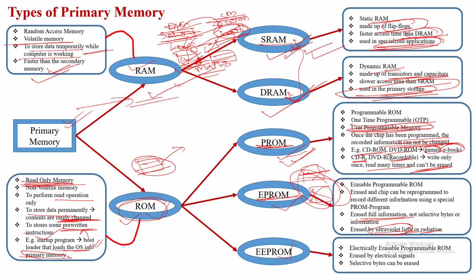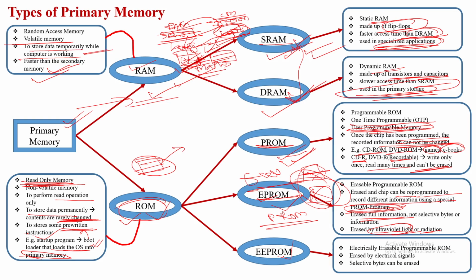The erased chip can be reprogrammed to record different information using a special PROM program. How will you write? Through the special programmable read-only memory program. You can write it from there, but erase it by ultraviolet rays, and it erases the full program. Remember, it erases the full program, the full information, not specific parts.